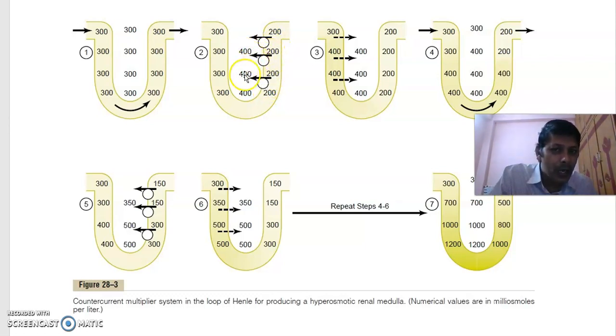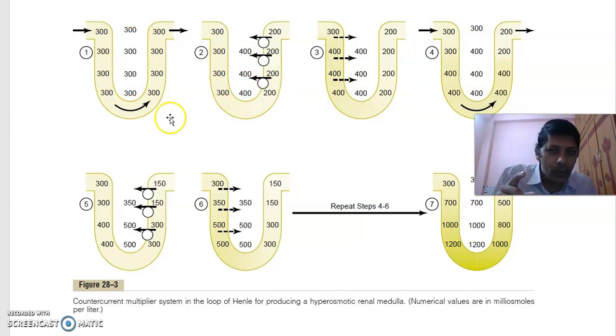The difference here is always 200. That means 200 units of salt come outside, 100 units, then it became 400. Earlier the interstitial fluid osmolarity was 300, now it has become 400.